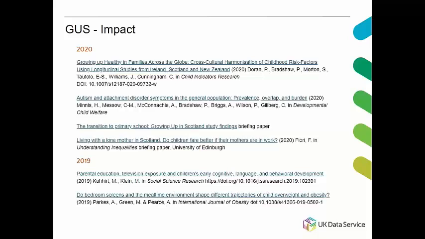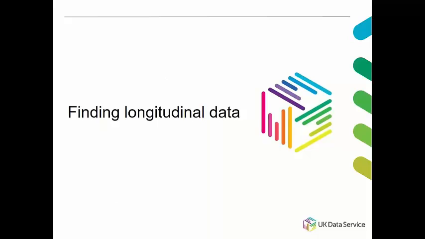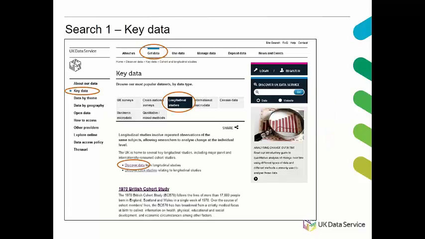And some others are listed here. Please have a look. Now, how would you find longitudinal data when you come to the UK Data Service? How would you go about that? So there are different ways. One is to search for key data, and here you would click on Get Data, then on the left-hand side, Key Data, and then you see, as before, longitudinal data.